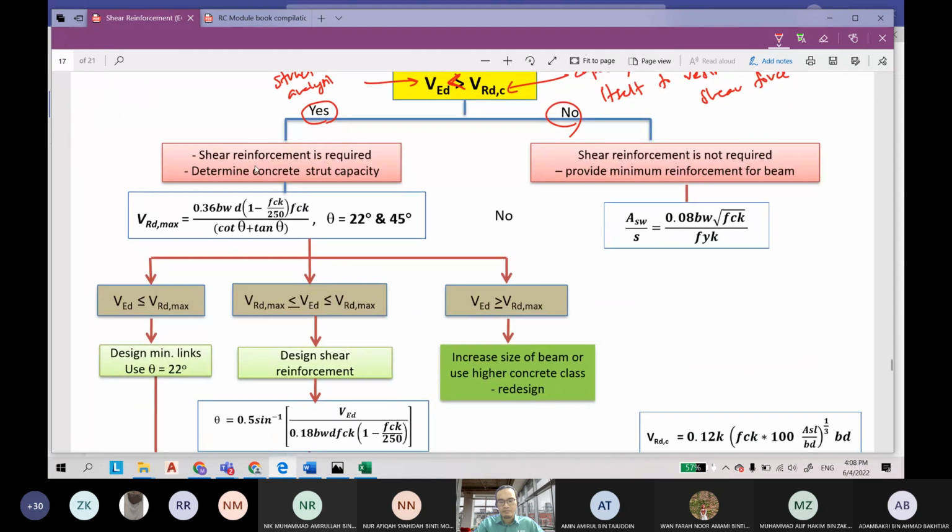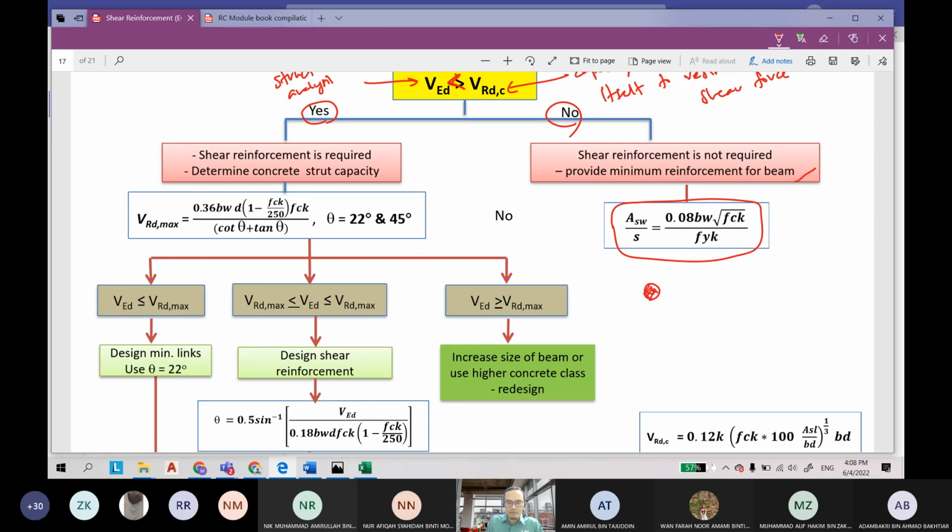But for the beam case, we have to provide the minimum reinforcement, which we can obtain by using this equation. The ASW is the area of steel for shear reinforcement.